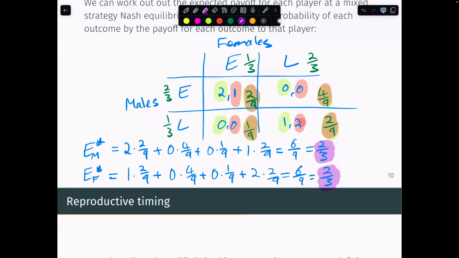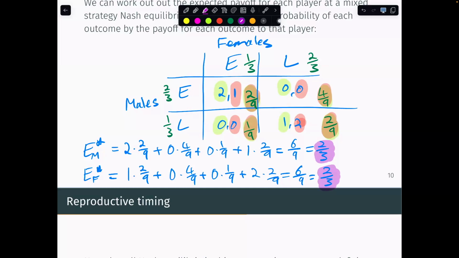They can both get a better payoff by just playing a pure strategy of early or late. Obviously, playing your preferred strategy, you'd expect to do well. For example, if you know that the males are always going to mate in the early season, as a female, you would be better off essentially submitting in that case.